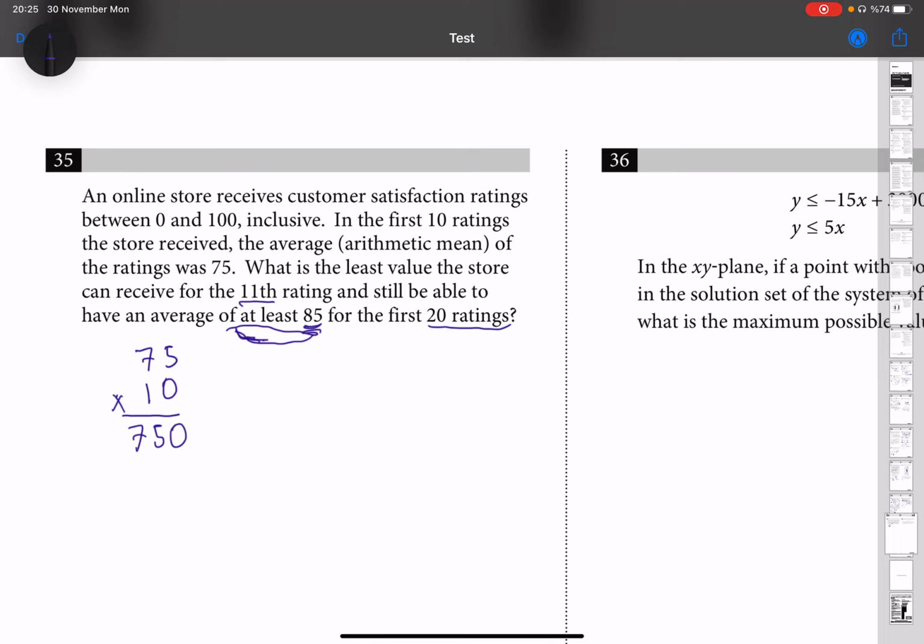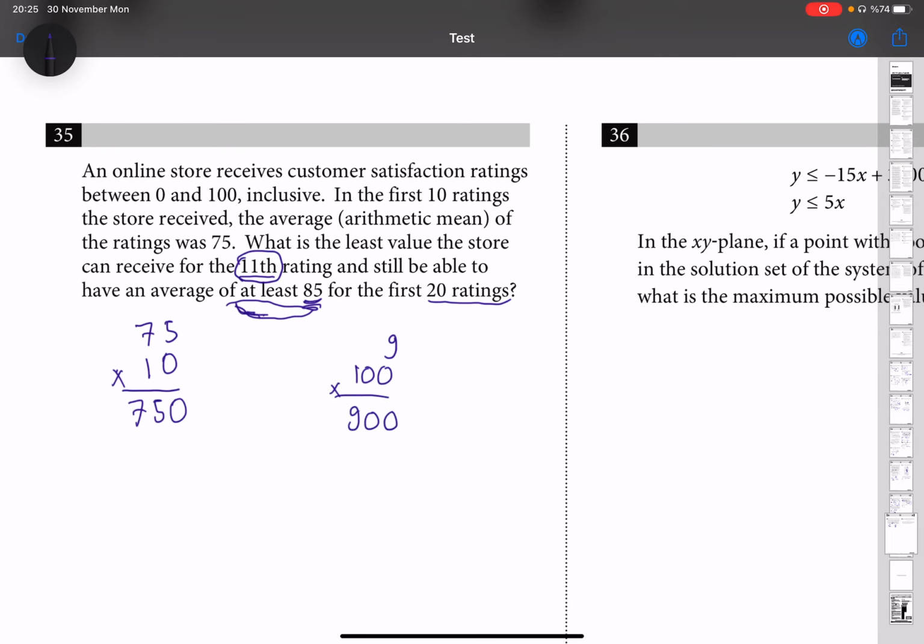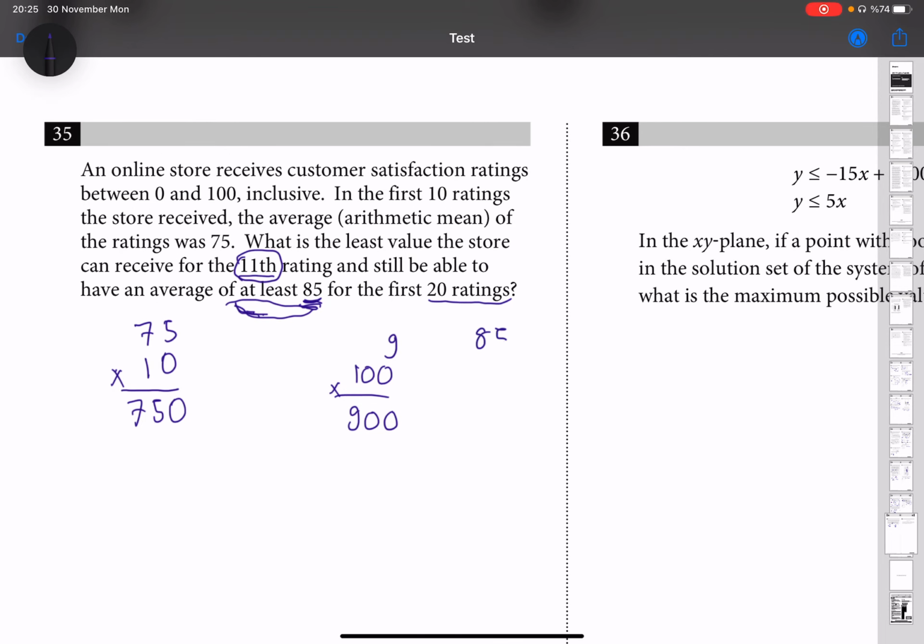So the other 9 ratings, because the 11th rating should be low, should be 100. So the total points is 900. And I want the final mean to be 85. So the final total points is 1,700.